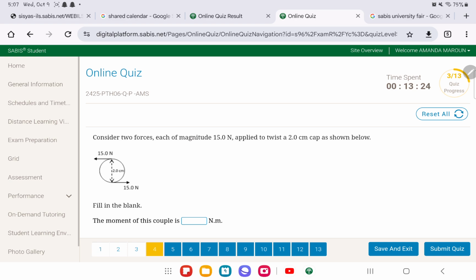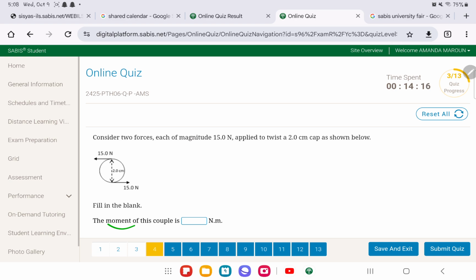Consider two forces, each of magnitude 15 newtons, applied to twist a 2 centimeter cap as shown below. Now, the moment of this couple is... Here notice they asked for the moment. So whenever they ask for the moment, they don't need it in positive or negative. We will keep our value as positive.